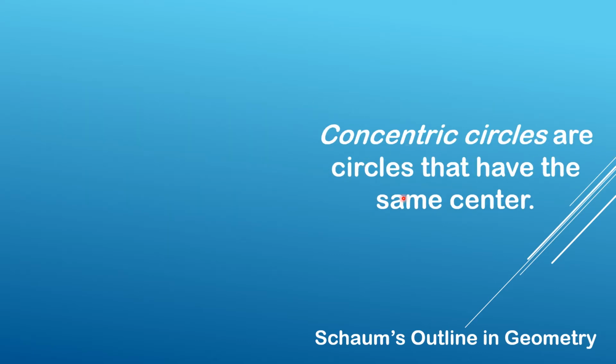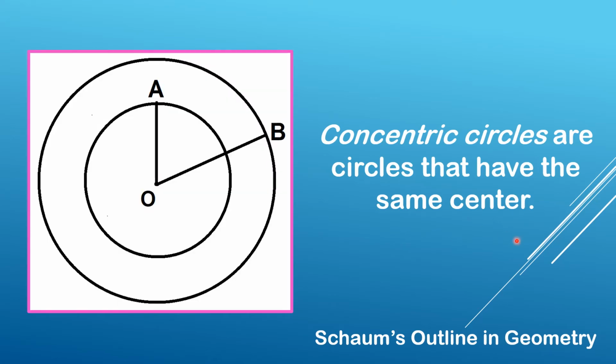Concentric circles are circles that have the same center. Notice that there are two overlapping circles here, the small circle and the big circle, and they of course have the same center. This is line segment OA, which is the radius of the small circle, and line segment OB, which is the radius of the big circle.